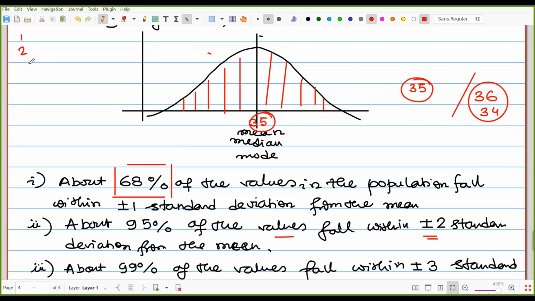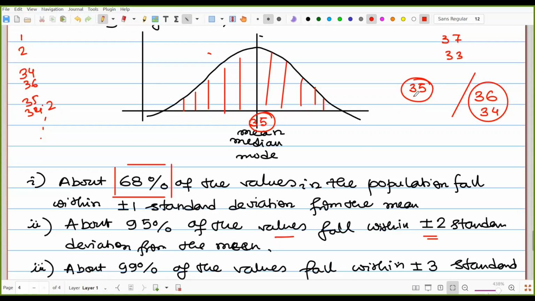So suppose 1, 2, then 68% means 34, 36, then 35, 37. If that is not true, then 95% of the values fall within plus-minus 2 standard deviations. That means if 35 is the mean, then the data may be 37 or 33. That must be 95% of the complete data.